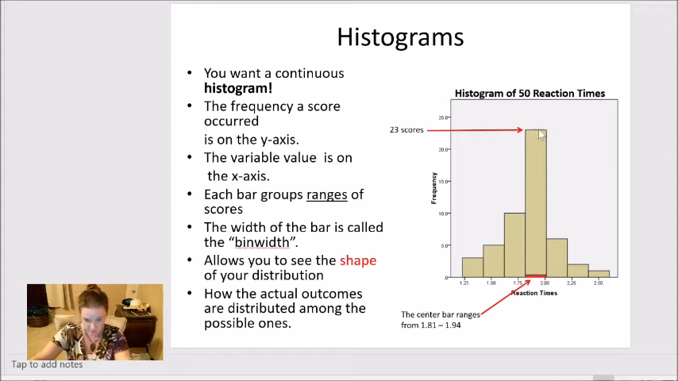So, which range is the most common? 1.81 to 1.94. And as you get slower and slower and slower, fewer people are that slow. And as you get faster and faster and faster, fewer people are that fast. And this shape of this distribution is actually called a normal distribution. When most people are in the center of your range, and as you move away from that center point, people are less probable because there are fewer people in those ranges.